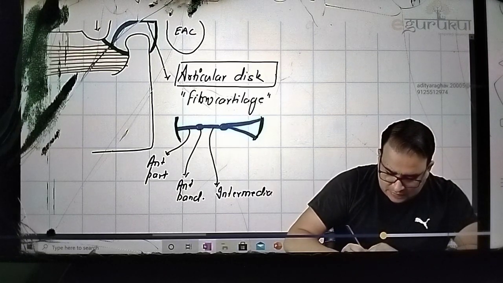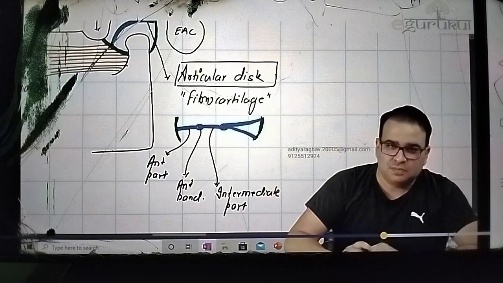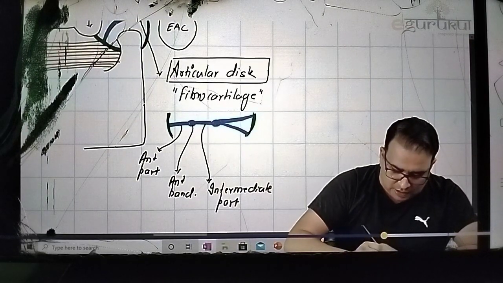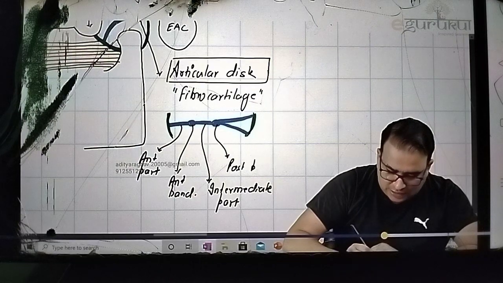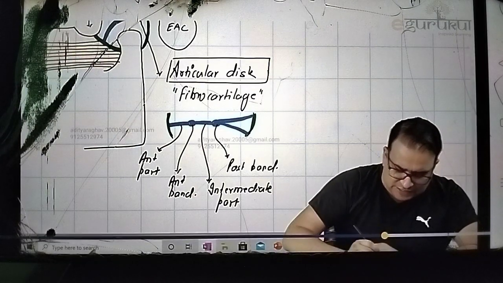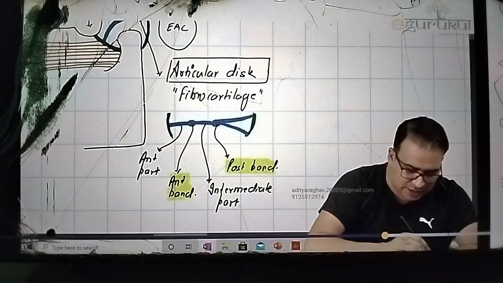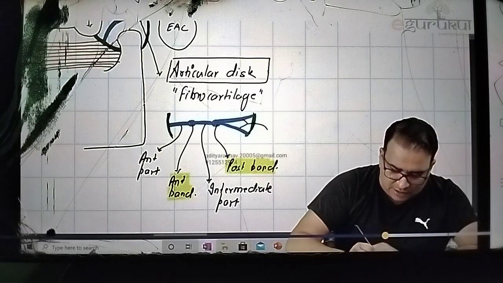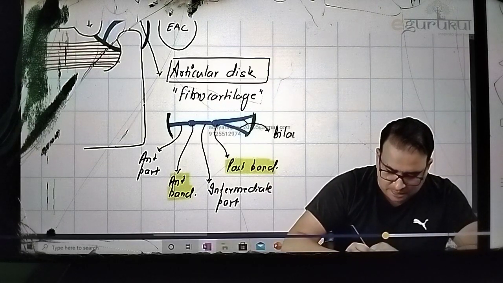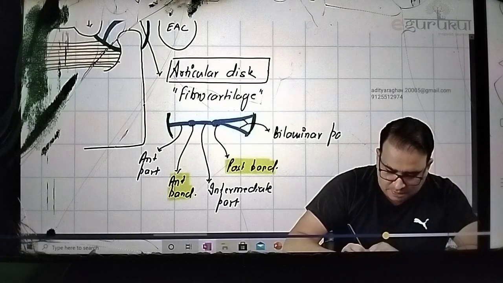This is the intermediate part, not band, sorry, intermediate part. This here is the posterior band. So you can see there are two bands, two thickenings that you will notice, obviously giving strength to this articular disc: an anterior band and a posterior band. And then more posteriorly, you have a bilaminar part, the bilaminar part of the articular disc.